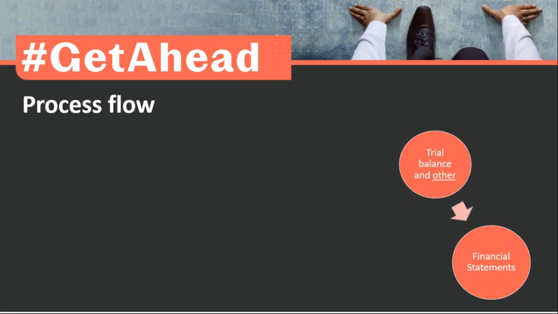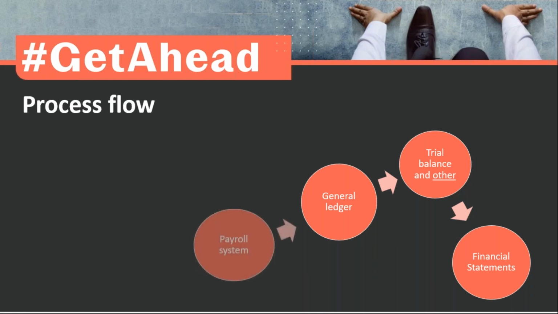We have seen since session 1 of this series of webinars that the financial statements come from the trial balance and some other information that is not necessarily found on the trial balance. It can be a contract, it can be other information. The general ledger flows into your trial balance. The trial balance is essentially a summary of what has happened in the general ledger.